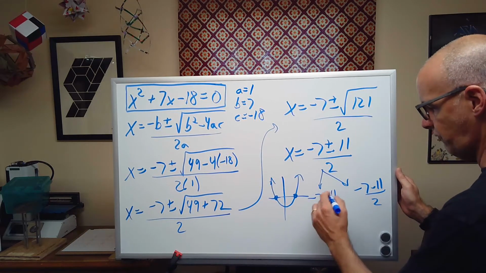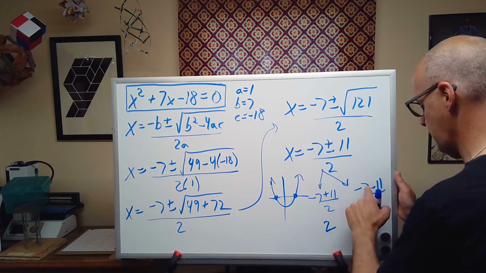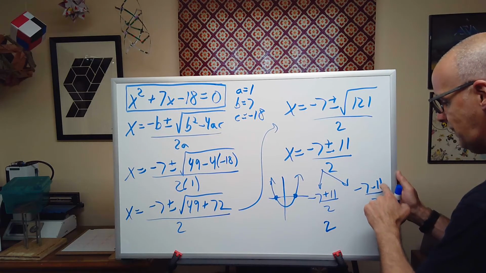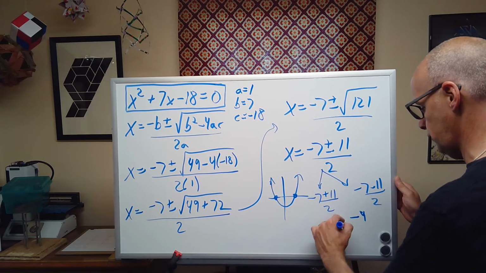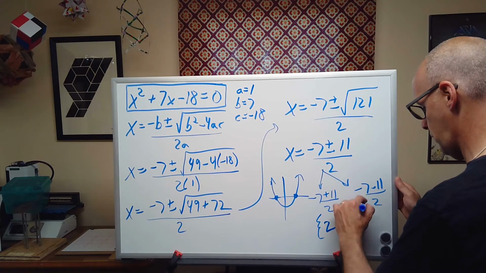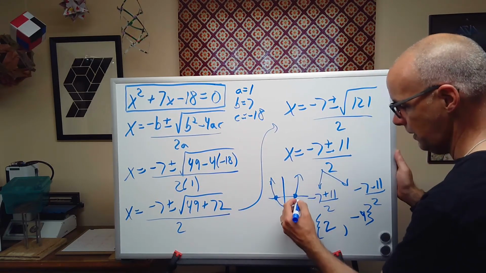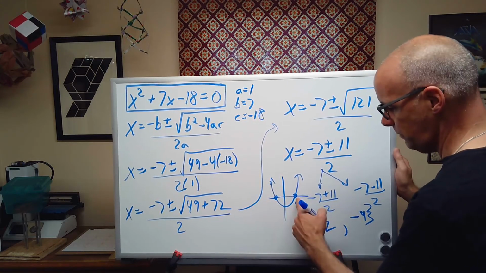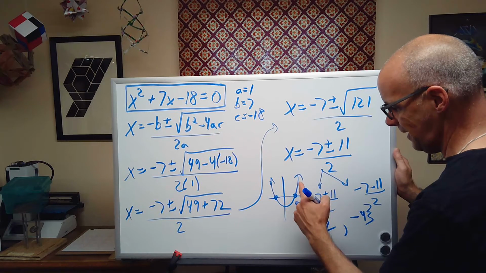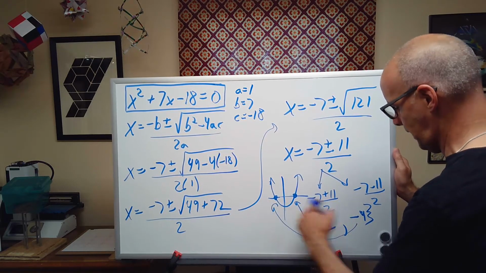So this is going to give me 4, right? Negative 7 plus 11 is 4. 4 over 2 is 2. And then negative 7 minus 11 is negative 18. And then negative 18 over 2 is negative 9. So the two roots to this quadratic equation are positive 2 and negative 9. So if you go back to the graph again, this would cross, obviously not drawn to scale, but it would cross the x-axis at 2, and then would also cross again at negative 9.